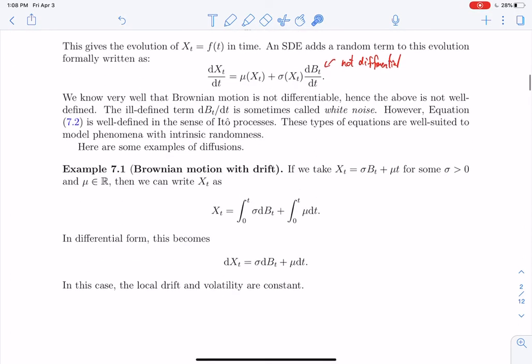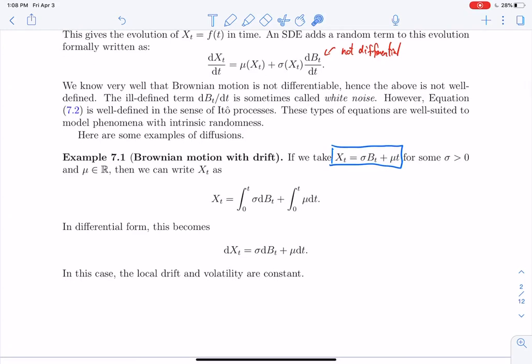Let's look at examples. Brownian motion with drift. In that case, this is quite simple. So this is just Brownian motion with some constant. Here sigma is not a function, it's just a constant, and the drift also is just a constant. Brownian motion with drift is just sigma Bt plus mu t. If I want to write this in terms of integral, here I start at 0, it is just the integral of sigma dBs, which gives me sigma Bt, plus mu, which is a constant. So when I integrate, I have t's everywhere.